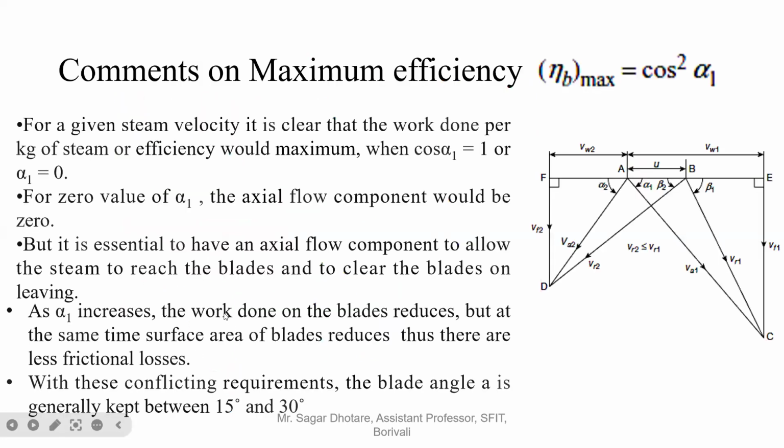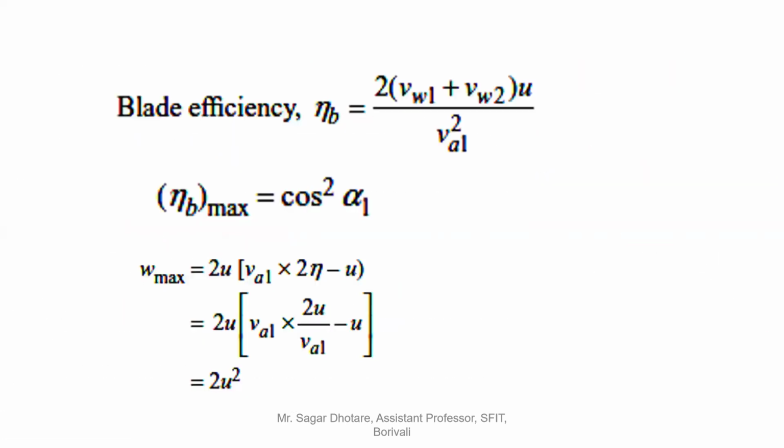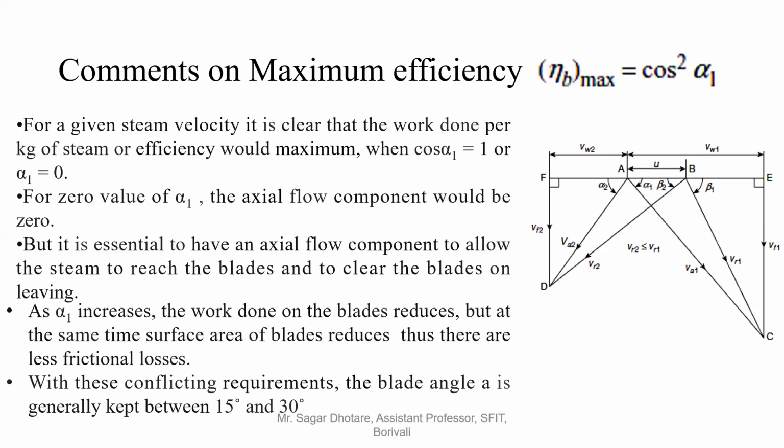which is nothing but 2u square. Now comment on the maximum efficiency, that is maximum blade efficiency, which is equal to cos square alpha 1. As you can see, when the efficiency is maximum, cos alpha is equal to 1 or alpha is equal to 0. For the zero value of alpha, the axial flow component would be 0.